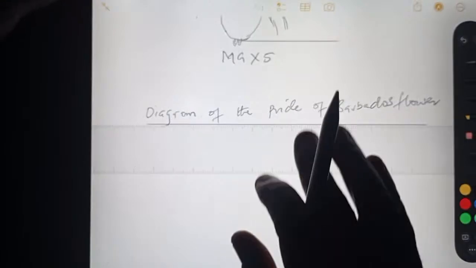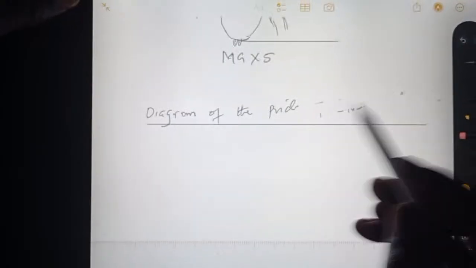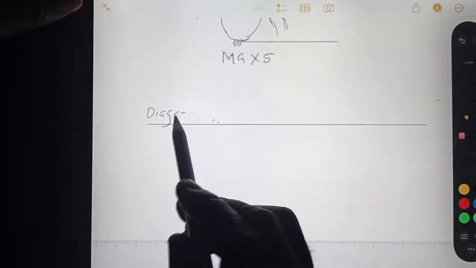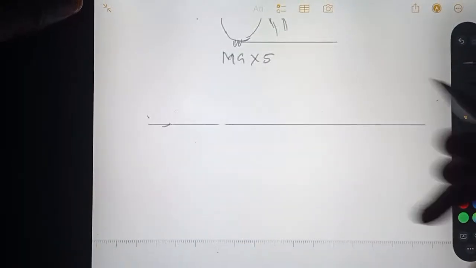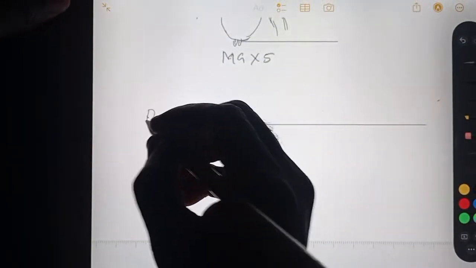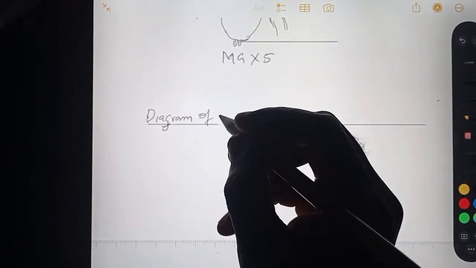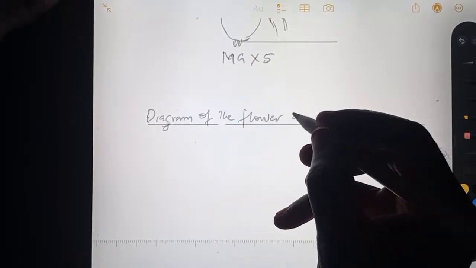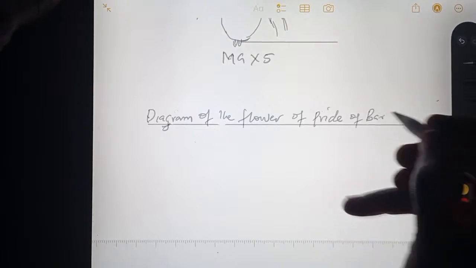Okay, the diagram of it you underline. Then obey the size of your drawing. Make sure you follow the size indicated by the examiner. I'm cleaning off to write these things normal on the line that I made. Okay, the drawing sheets, that's what we are doing here. You have diagram of the flower of pride of Barbados.